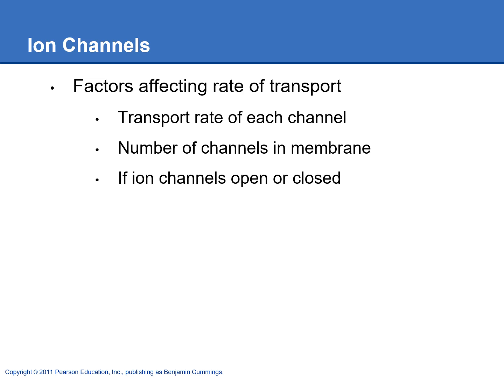There's a couple of factors that affect the rate of transport for ion channels as well. Each ion channel has a specific transport rate. The number of channels in the membrane is important, and then whether the ion channels are open or closed if they're a gated channel. Ion channels can get saturated, but it's much easier to saturate the carrier proteins than the ion channels.